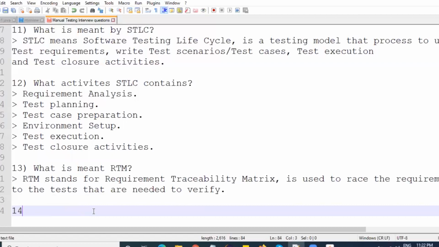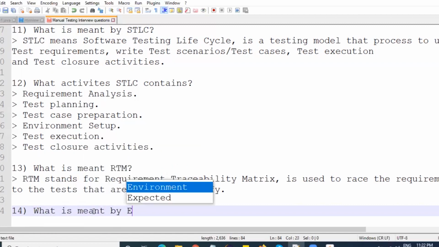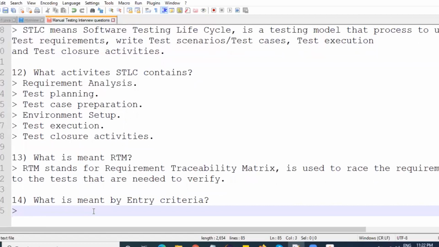The next one is the 14th question: what is meant by entry criteria? Sometimes they may ask this question also. There is an entry point, right? Entry criteria is the input whenever we start any process in STLC. It is an entry or a criteria requirement.